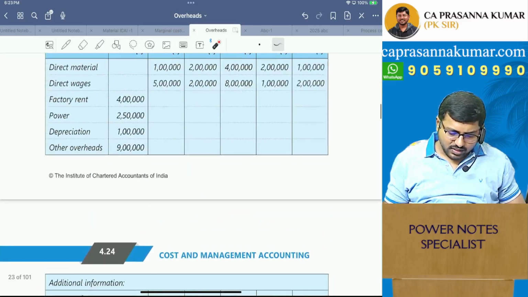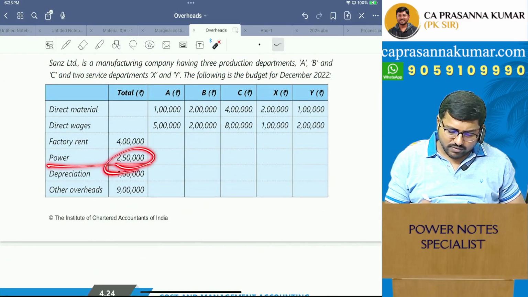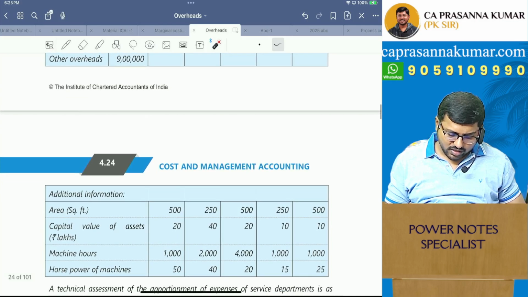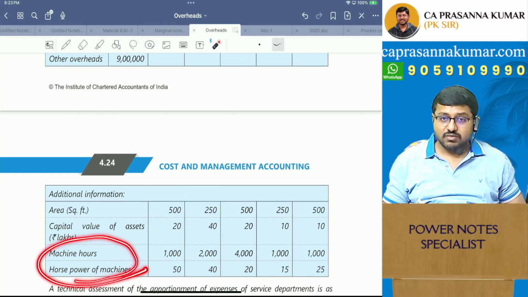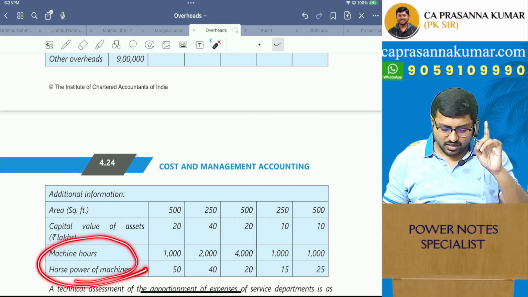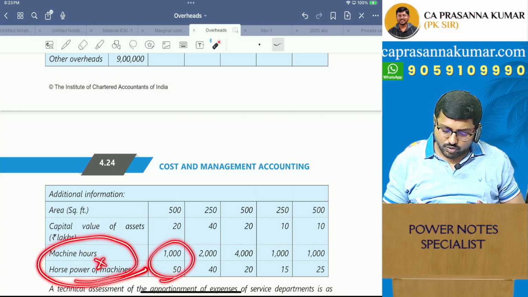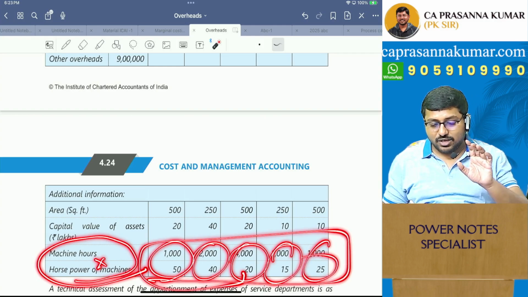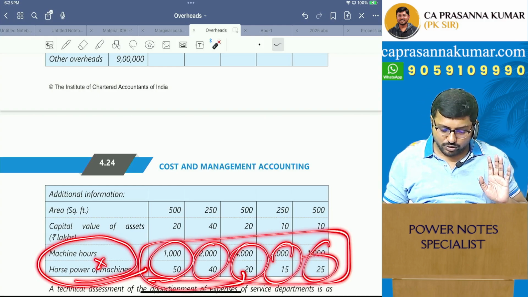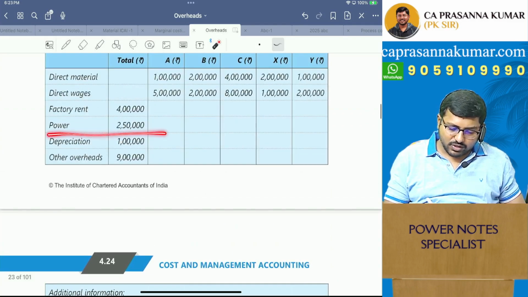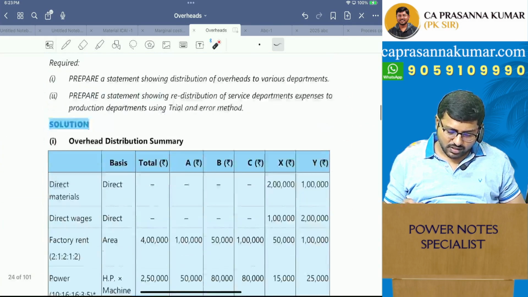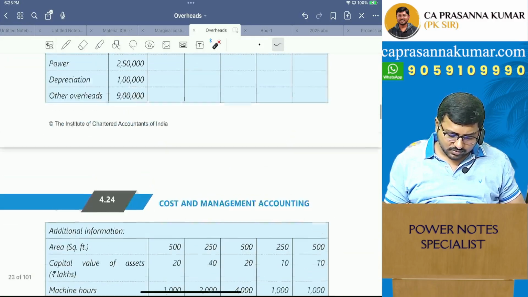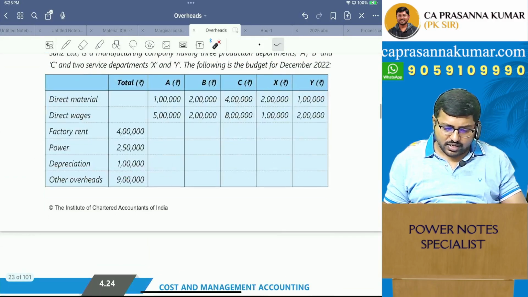Okay, next we'll go with power. 2,50,000 in what ratio? Horsepower and machine hours are given. Just now I've explained this concept, right? You should take the multiplied value of both. So you do a separate working note, you multiply this value, you will get a value, and then based on that ratio you apportion this power 2,50,000 to all the departments. Okay, I think he has taken the multiplied value. Next, depreciation 1 lakh. So what is the suitable value?